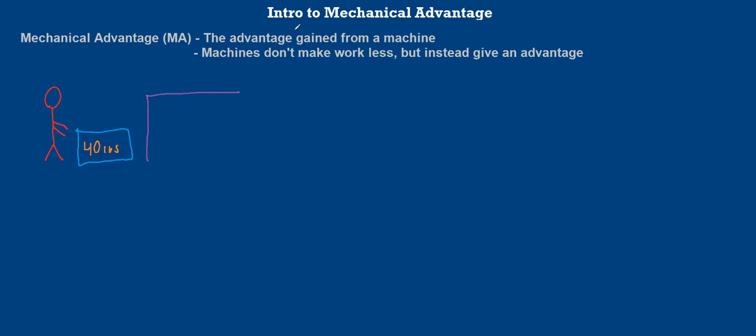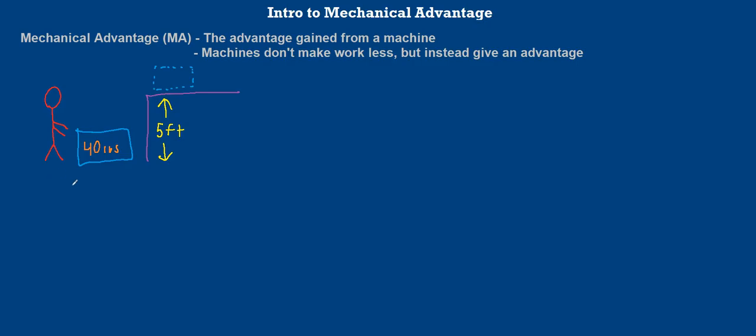And let's say this platform is, I don't know, let's just say it's 5 feet tall to keep our math simple. And his job is to lift up this weight and place it on top of this platform here. Okay, well, what is the work that he has to do to make this happen?